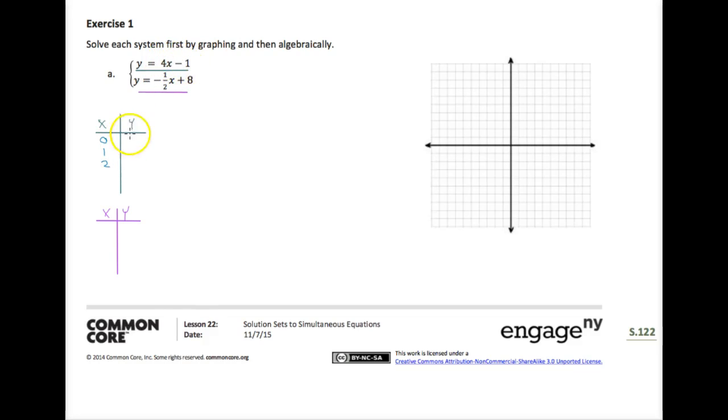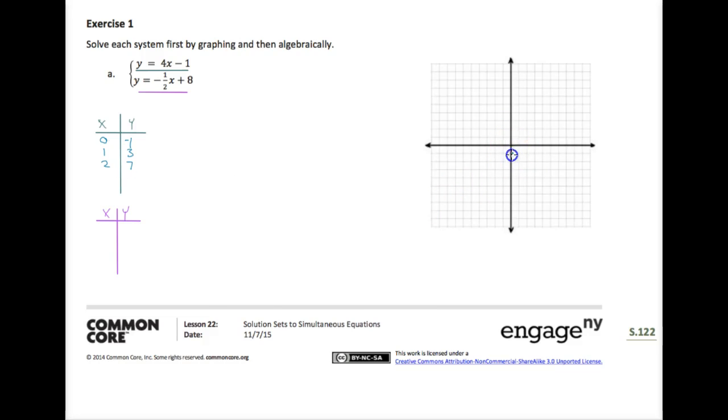4 times 0 is 0, times -1 or minus 1 is -1. 4 times 1 is 4, minus 1 is 3. 4 times 2 is 8, minus 1 is 7. So now I have 3 points that are going to be fairly easy to graph.